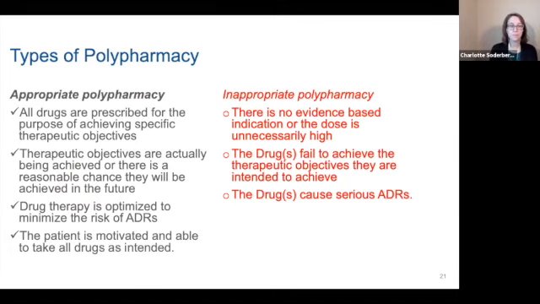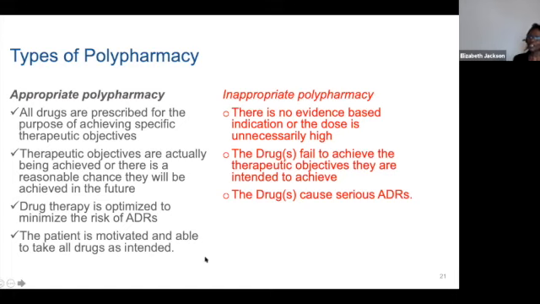Thank you. Types of polypharmacy, as shown in this slide: the red shows inappropriate polypharmacy, and that's going to be on your right. Inappropriate polypharmacy would be when there's no evidence-based indication or the dose is unnecessarily high. The other scenario would be the drug fails to achieve the therapeutic objectives that were intended. And another example would be the drug is causing serious adverse drug reactions.